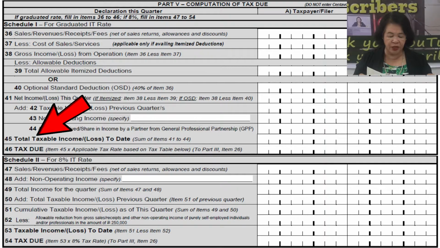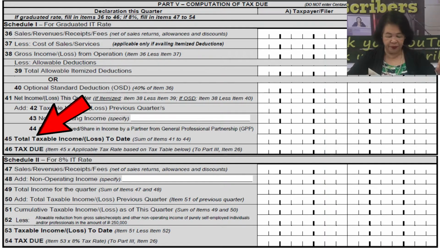Sa total taxable income, i-apply po natin yung rate using the withholding tax table, or yung tax table natin, no? Nandito lang po sa baba, the rate is effective January 1, 2018 hanggang December 31, 2022. So, mayroon tayong tax table dyan. I-multiply lang po natin itong total taxable income, multiply by the rate in the tax table, so equals the tax due.